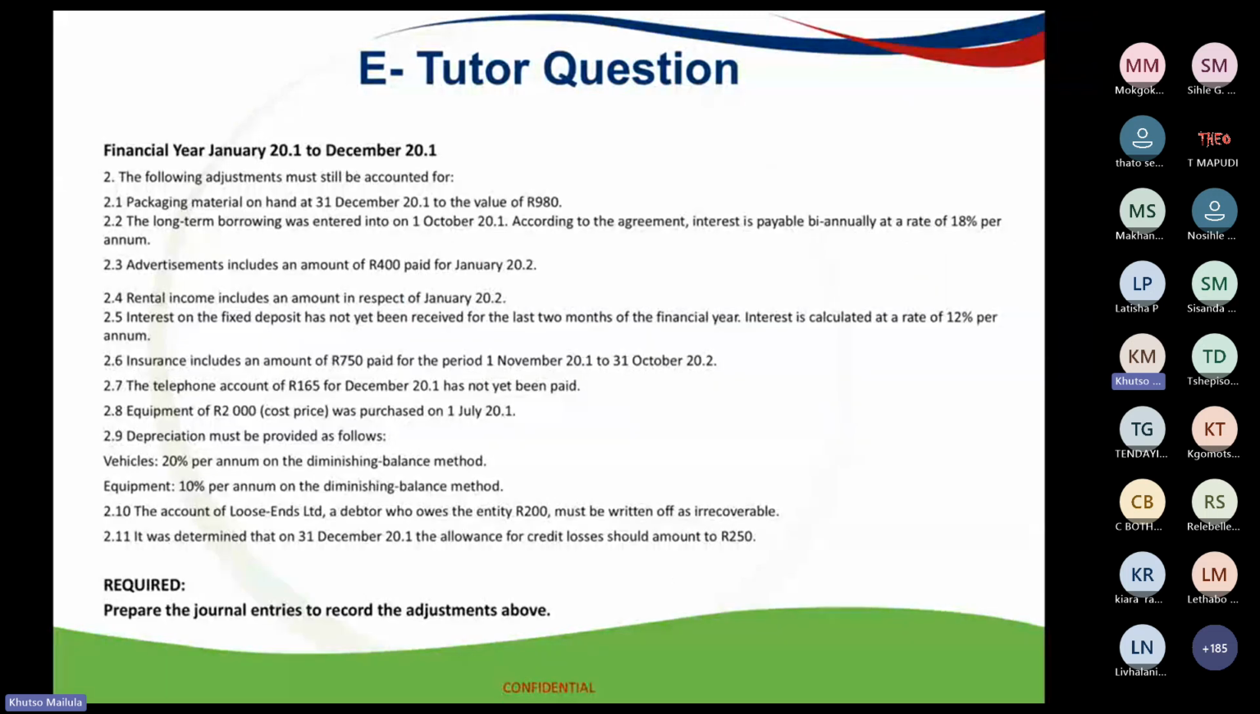So we are on question number 10. Question number 10 says the account of Los Ends Ltd, a debtor who owes the entity 200, must be written off as irrecoverable. So how do we write off the debtor? Going once, going twice. Do we have journals? Debit credit loss of 200, credit trade receivables 200.